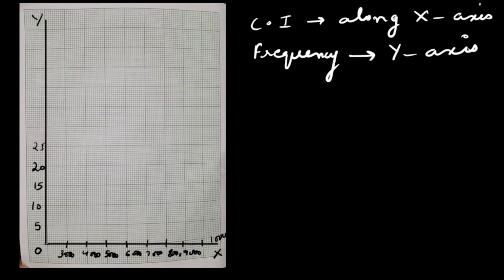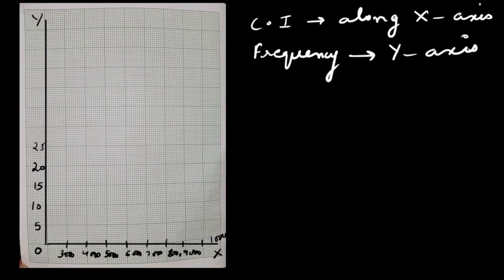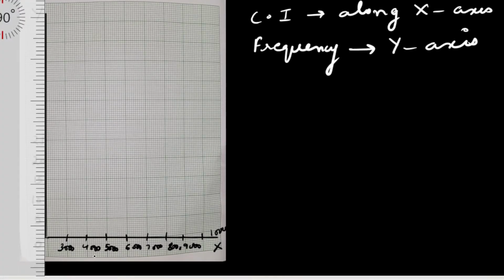It's very easy. First is 4. For 3000 to 4000, you have to start your graph from this point. So 3000 to 4000, it's 4. Now you can locate 4 because we have taken steps of 5.